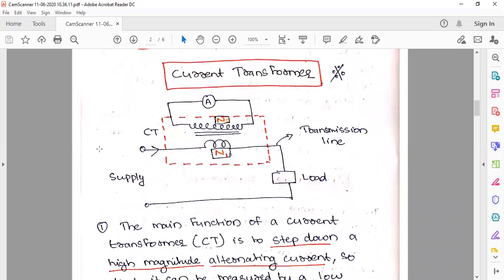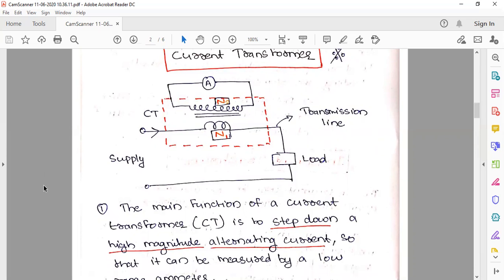This is basically the figure of a current transformer. It will be connected in series with the transmission line, because current measuring instruments are connected in series. You can see that this is the primary, having N1 number of turns. The number of turns in the primary is less, and the number of turns in the secondary is more. So the current will be less, right? Because current and voltage have an inverse relation in a transformer.